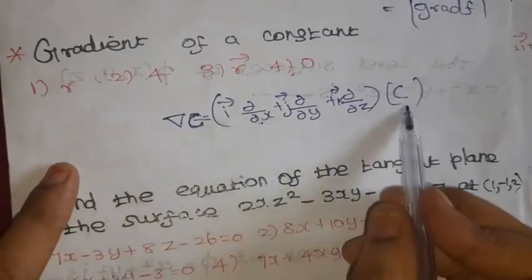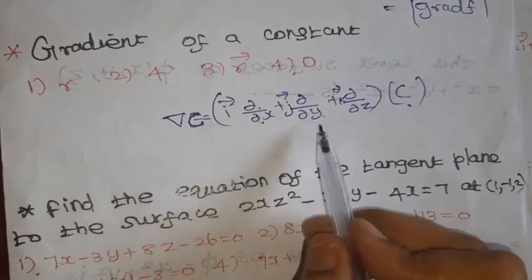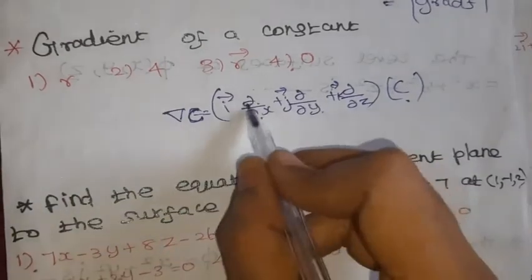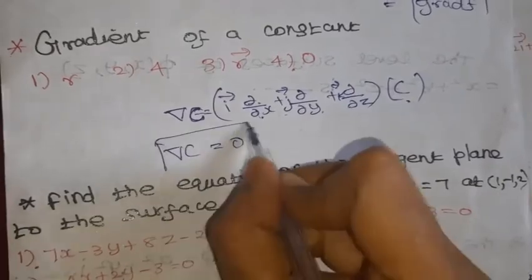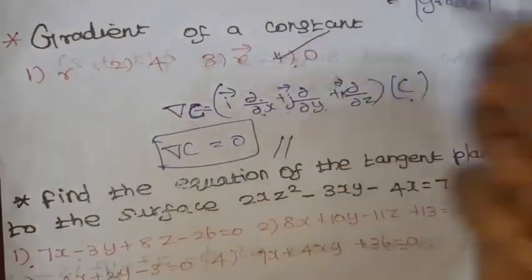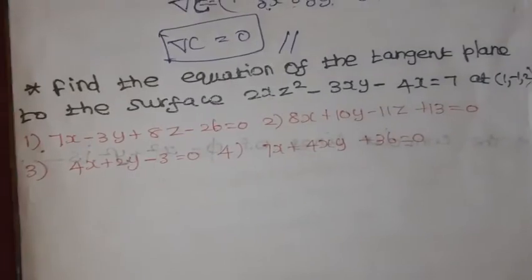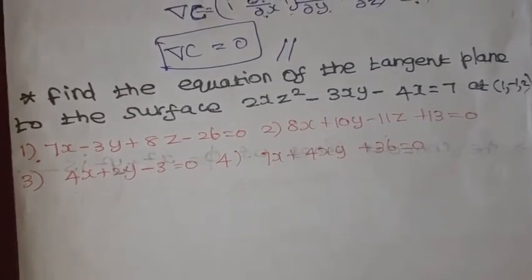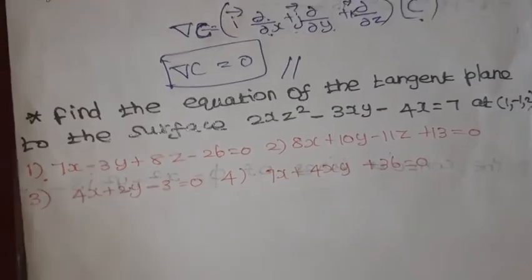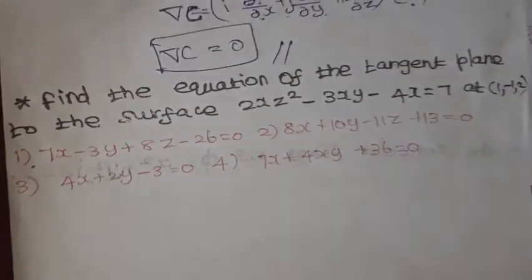So ∂/∂x of this constant c is 0 only. Now for each and every term this is 0 only. So the gradient of some constant we will get 0 only. Okay. Then find the equation of the tangent plane to the surface given at this point. Okay. We are going to find out the equation of the tangent plane.